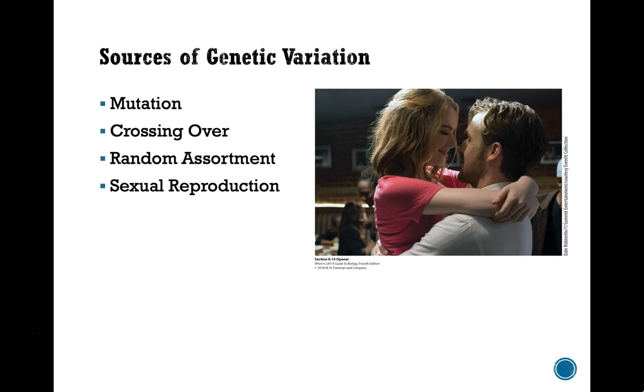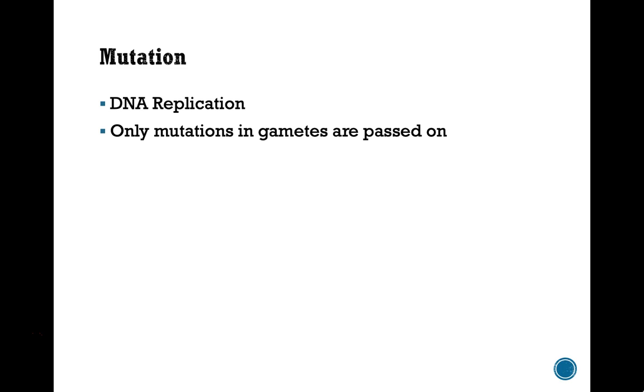But anyway, the first source of genetic variation is mutation. So we talked about mutations a little bit in our last unit. Mutations arise from a variety of sources. They can be environmental, so x-rays, cigarette smoke, things like that. Errors occur in DNA replication. So replication is really good, but it's not perfect, and sometimes errors occur there.